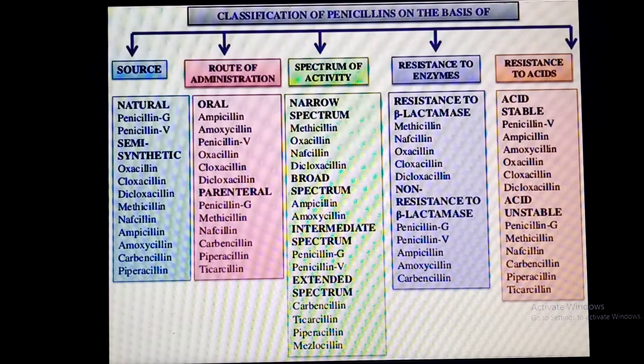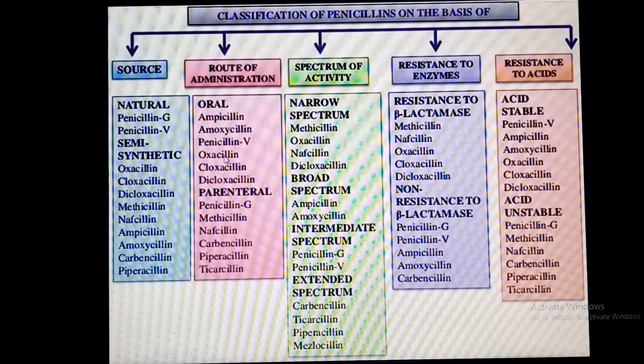Look at here. These are oxacillin, cloxacillin, methicillin, nafcillin, ampicillin, amoxicillin, carbenicillin, and piperacillin. While for the routes of administration, how these drugs can be administered, there are two: one is the oral route and the second one is parenteral. Orally, ampicillin can be given to the patient, and also amoxicillin, penicillin V, oxacillin, cloxacillin, and dicloxacillin.